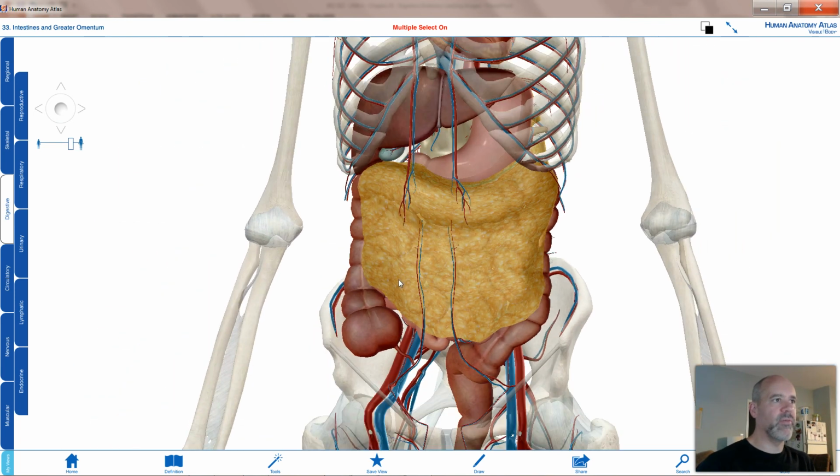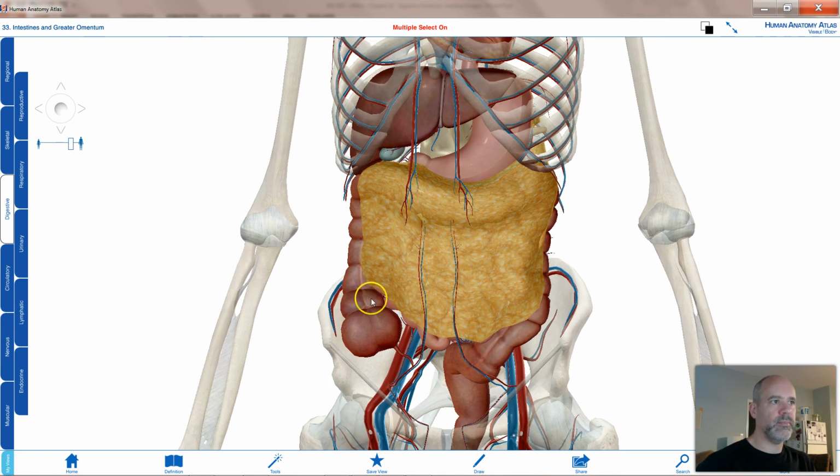All right, so on this view from Visible Body, this yellowish structure that you see here is the greater omentum. That hangs down over the small and the large intestine, and also consists of those peritoneal serous membranes in multiple layers, but they're just hanging over the front, whereas the mesentery tends to anchor the large and the small intestine in the back.